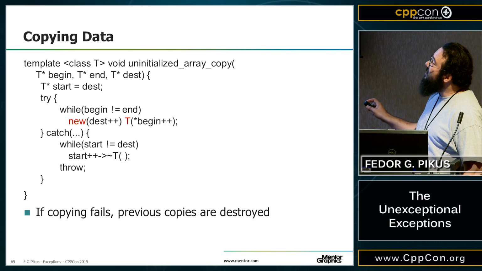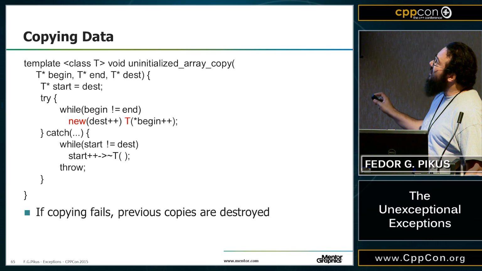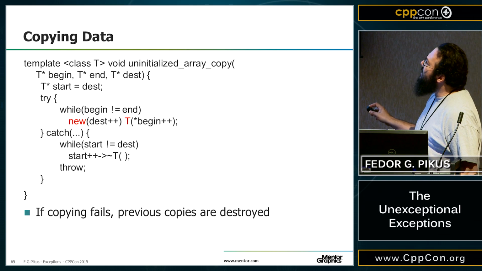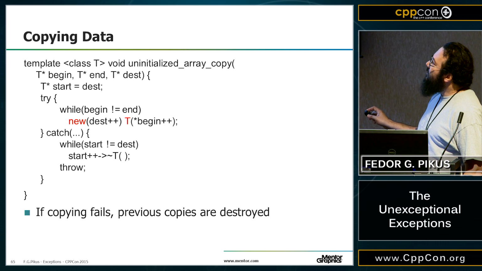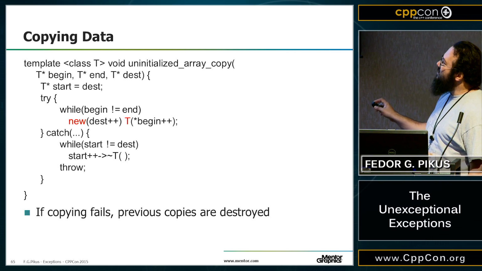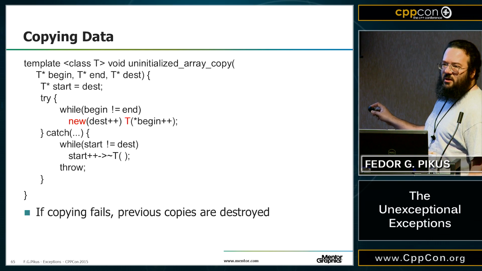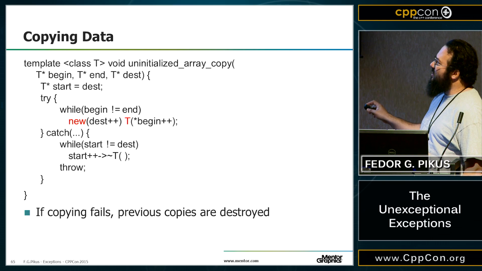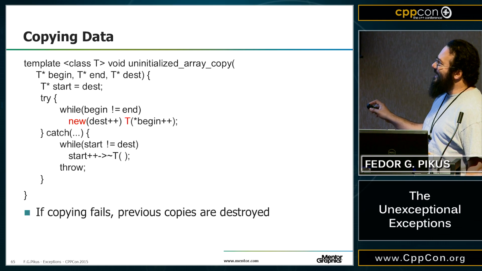So let's look at an initialized array copy. Here is an initialized array copy. This is actually an STD algorithm. It's slightly more complex than that, but that's the basic idea. Again, we're going to try to copy from begin to end. Just increment the from. This is the from pointer. This is the source. This is the destination, and we're just going to placement new. This calls the copy constructor. This constructs a new element in this location.